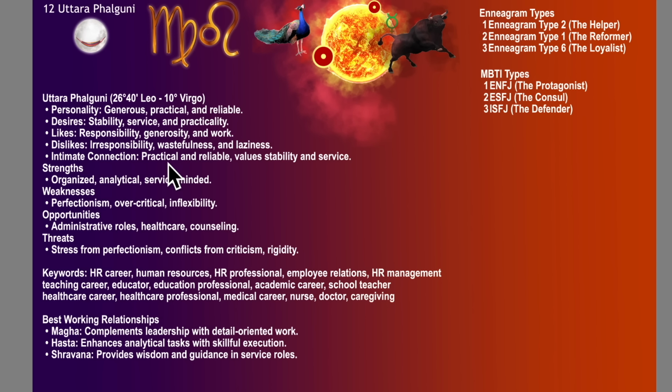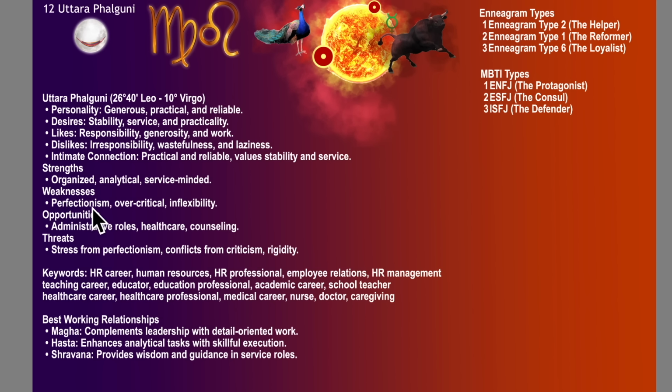Intimate connections: practical and reliable, values stability and service. So strengths, weaknesses, opportunities, and threats. What are those for them? Their strengths are, they are organized, analytical, and service-minded. Remember, Virgo is service-minded and analytical as well, and organized as well. Virgo can be the best organizers and detail-oriented people in the zodiac.